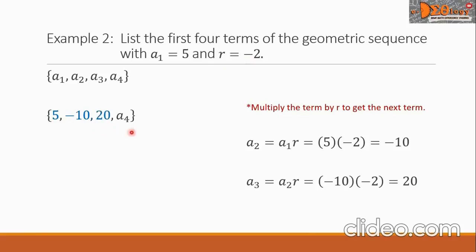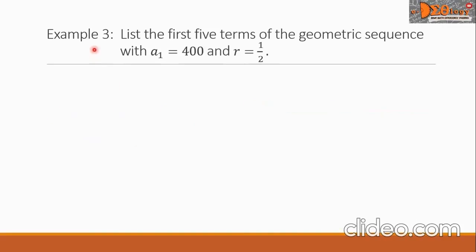Now for a sub 4, we will multiply this a sub 3, which is 20, to negative 2, and we will have the negative 40. We will substitute this negative 40 in here. So we are now complete with our first 4 terms of the required geometric sequence. This is our final answer.